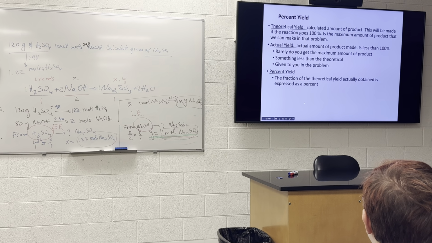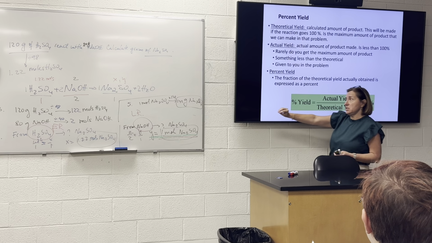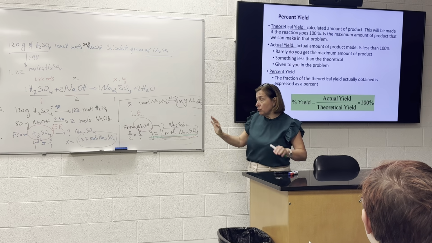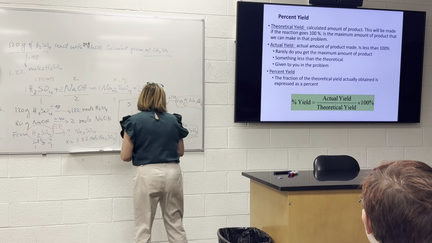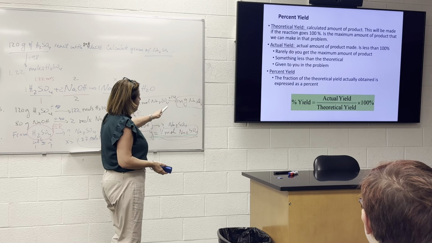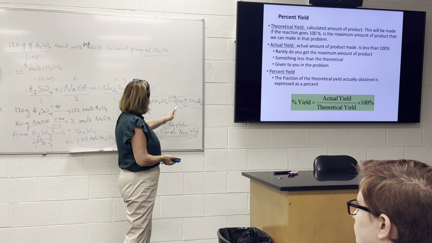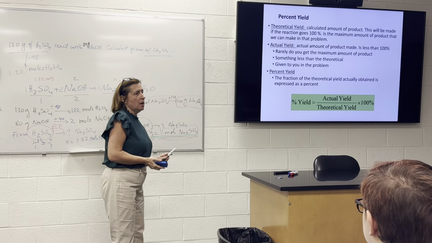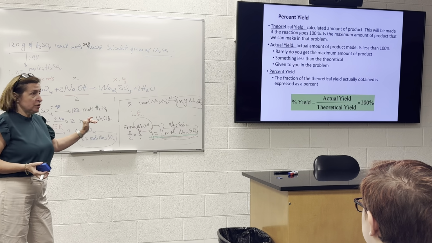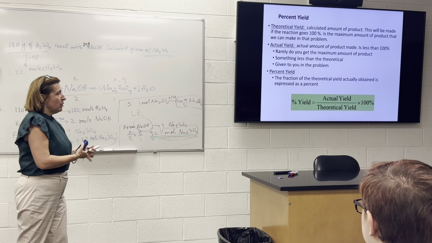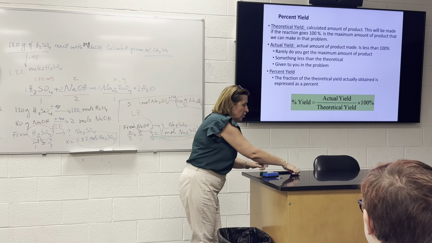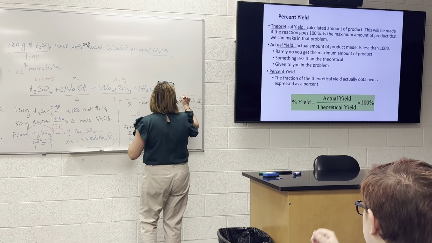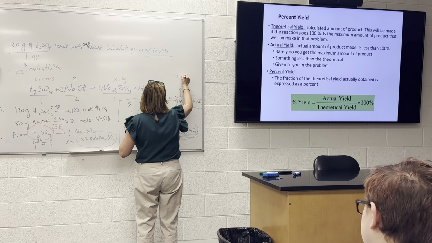What I want us to talk about now is the percent yield. So let me look at this problem. Let's revisit this problem a second. So, I am producing 142 grams of sodium sulfate. That's how much I'm producing from this reaction. Now, this is called my theoretical yield.